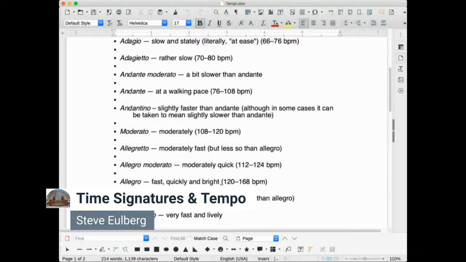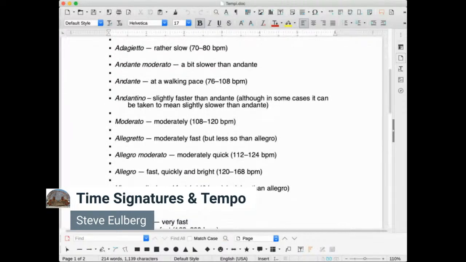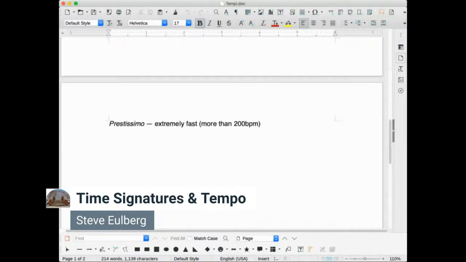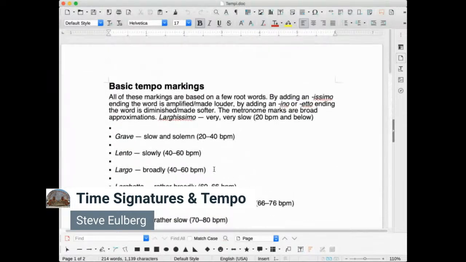Allegro moderato, a little bit faster than allegretto. Allegro, fast, quickly and bright. And you can see there's a big range. Vivace, lively and fast, quickly. Vivacissimo, very fast and very lively. Allegrissimo, very fast. Presto, very fast. Prestissimo, extremely fast.